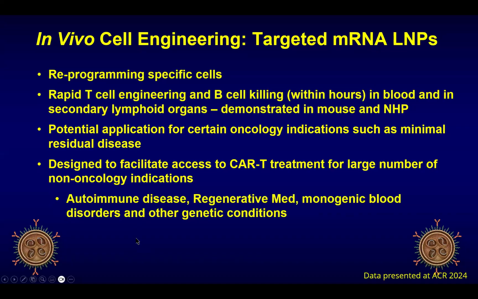So to summarize this in vivo cell engineering with targeted mRNA LNPs, we have the ability to reprogram specific cells to have rapid T cell engineering and B cell killing within hours, not only in the blood, but also in secondary lymphoid organs. And this is potential application in, this should say, measurable residual disease and designed to facilitate access to CAR T cells for a large number of patients.